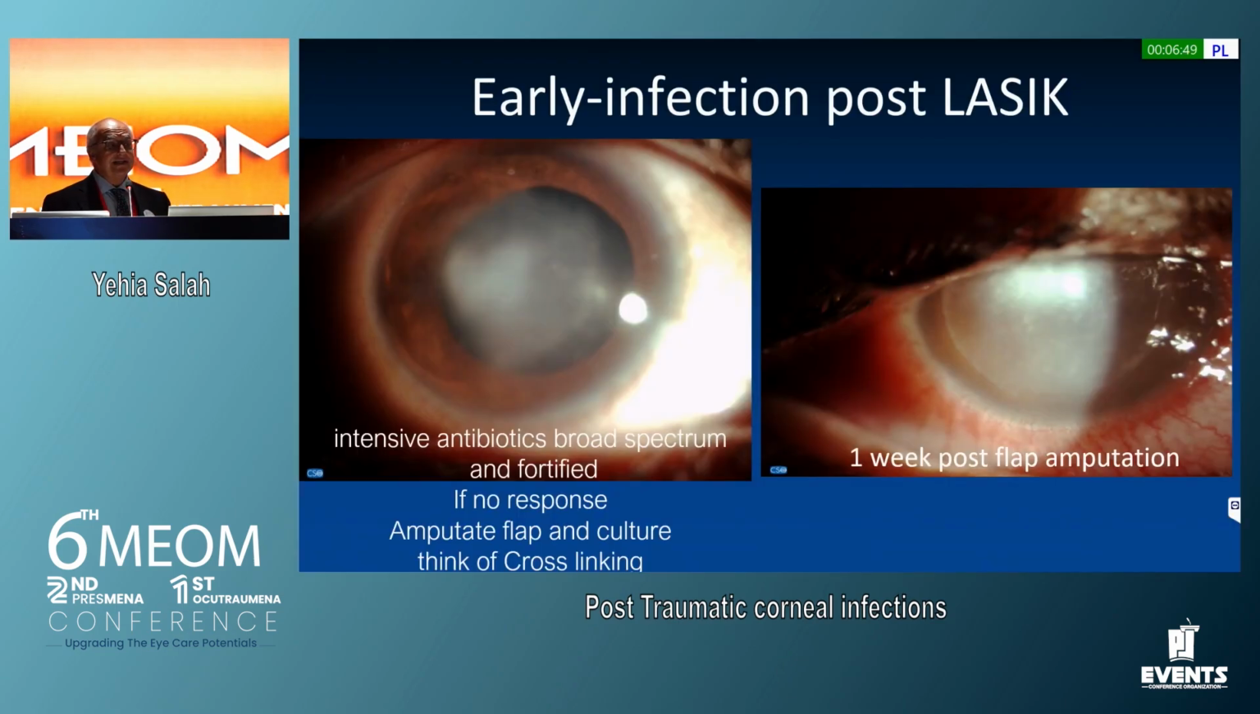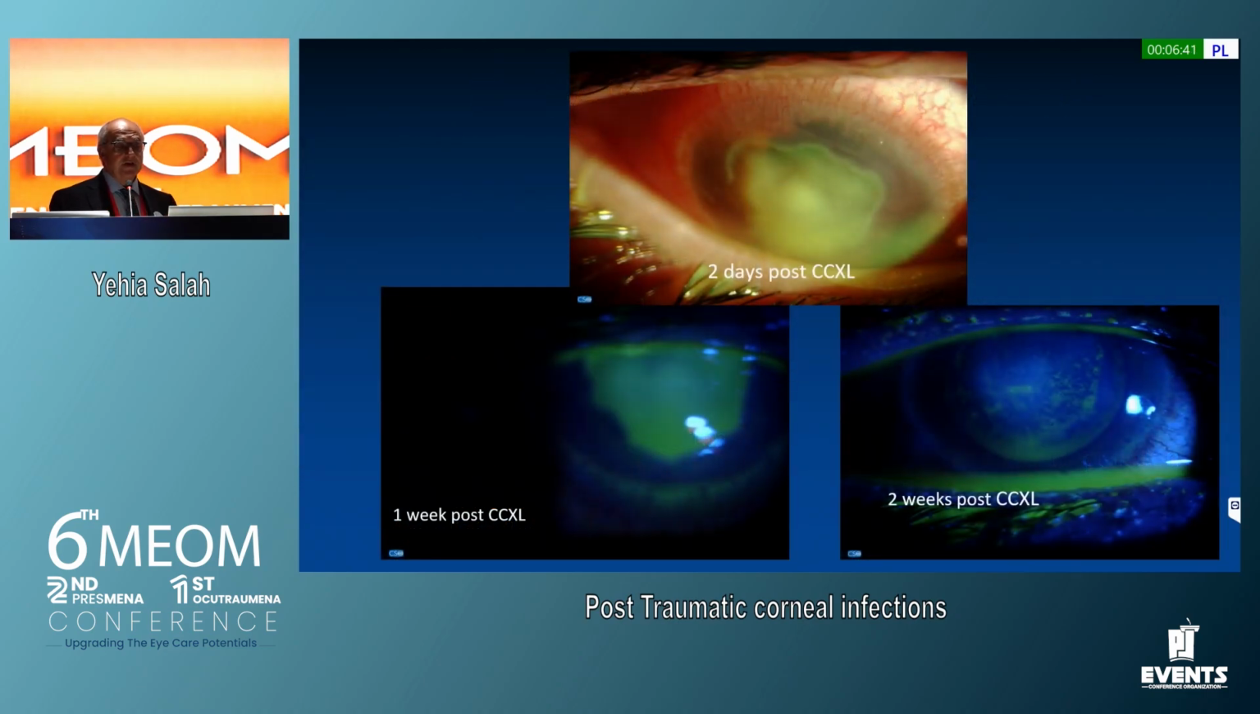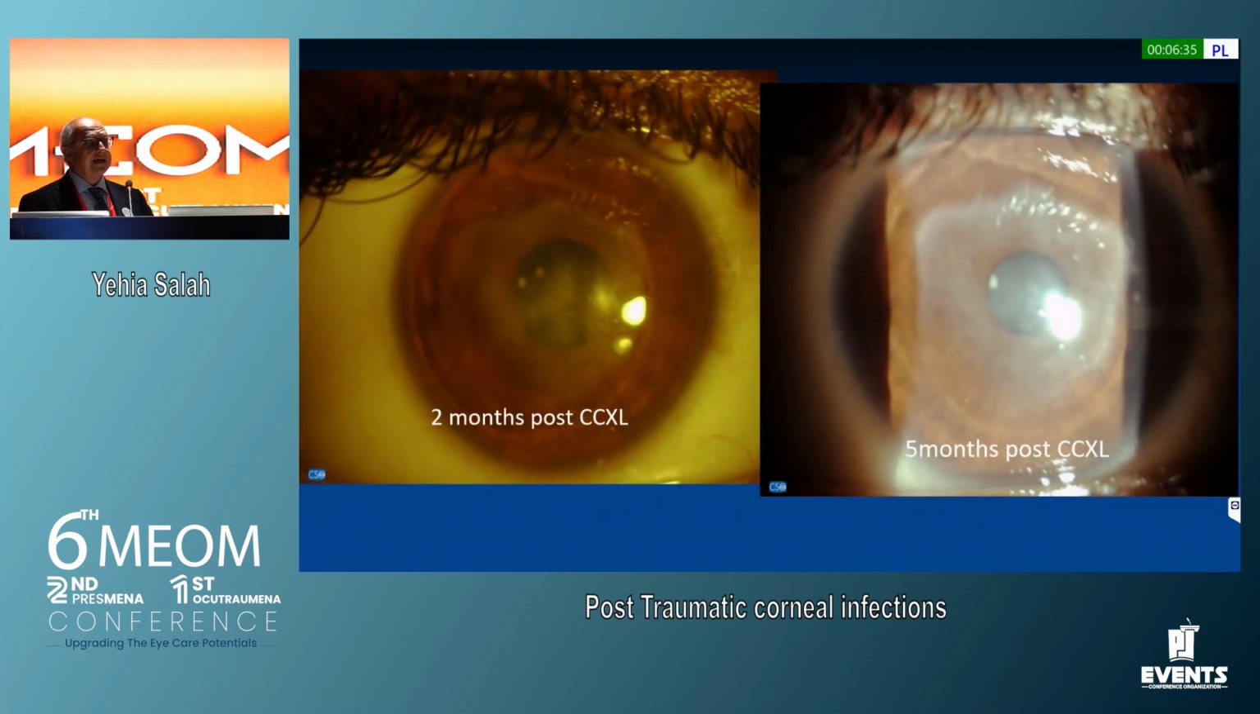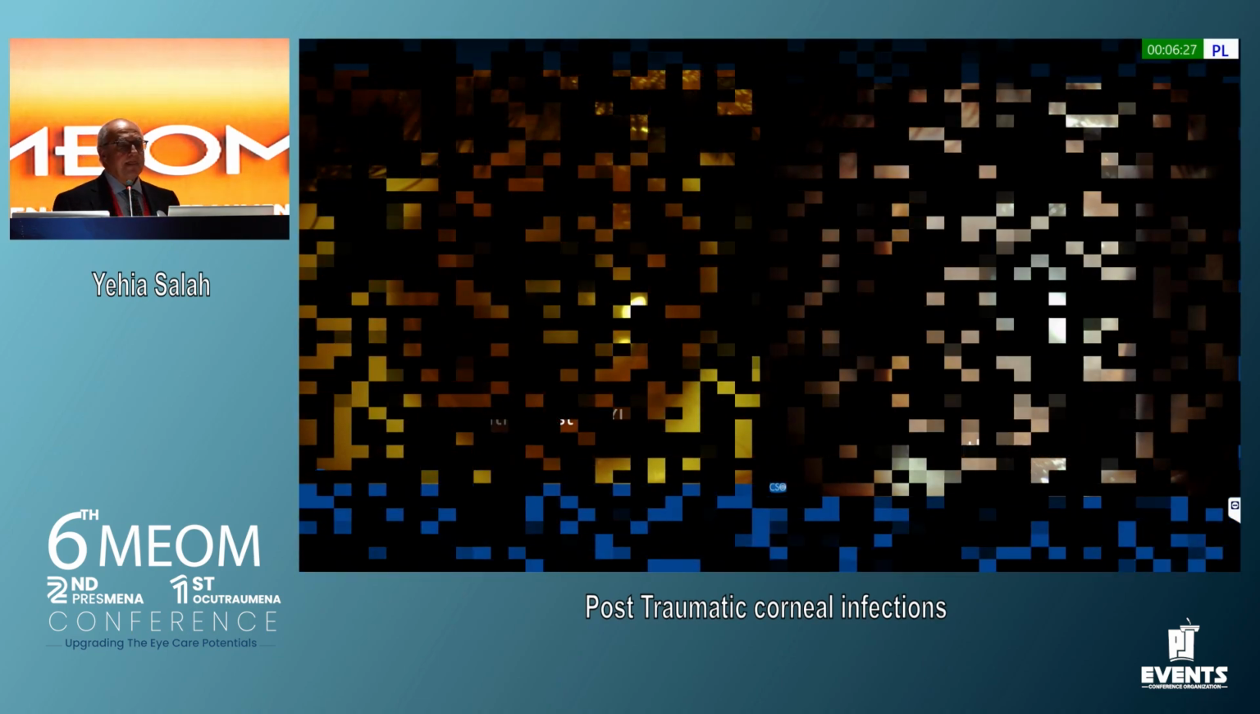Another patient with post-LASIK infection, which is a thing that you can see here. He took all the antibiotics, flap amputation, cross-linking. You can see after cross-linking how the improvement over time changed the condition completely into a very faint scar, and the patient can accept the results he gets.